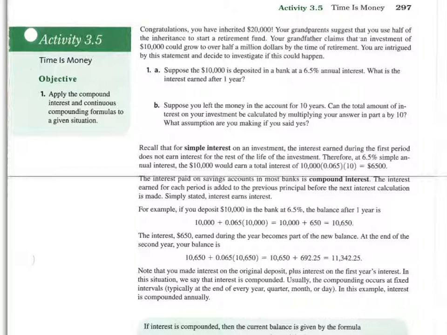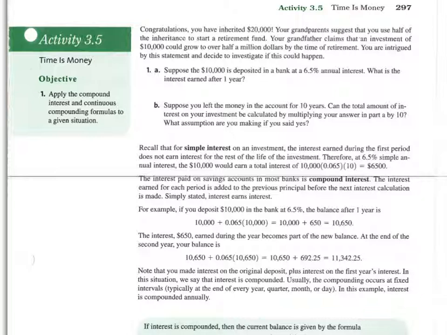Looking at this first example, you've inherited $20,000, and you get to keep half of it to invest, and you're trying to figure out what to do with the money. The first thing is, suppose you deposit it in the bank and the bank gives 6.5%, which now would be unheard of. But what is the interest earned after 1 year?